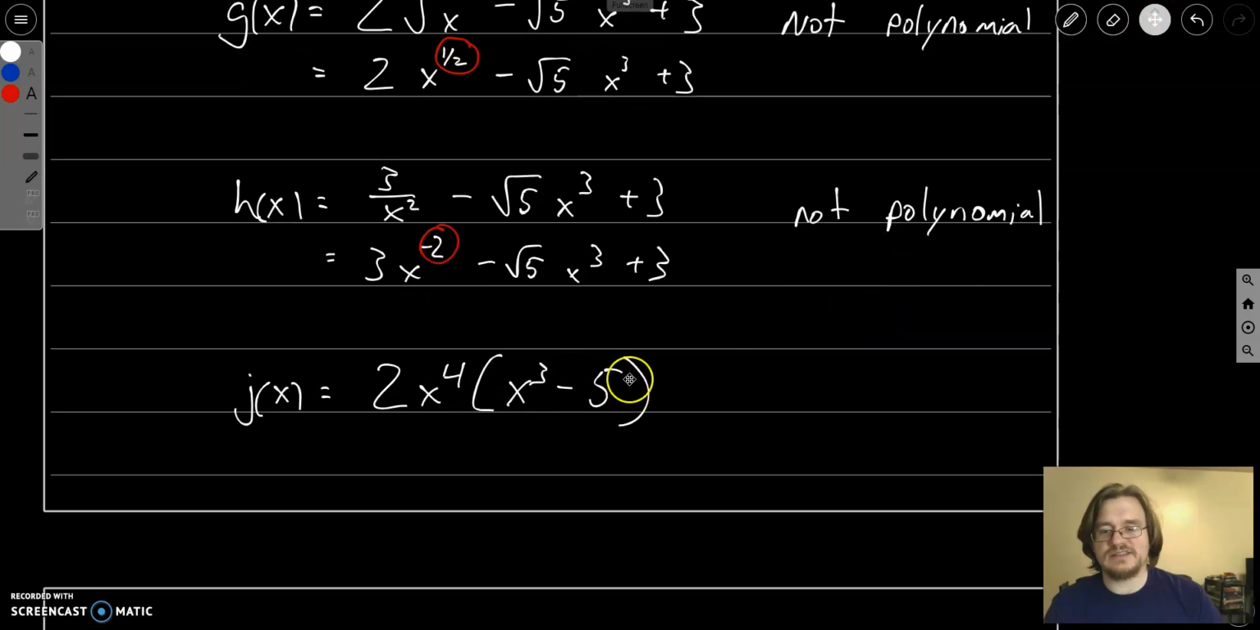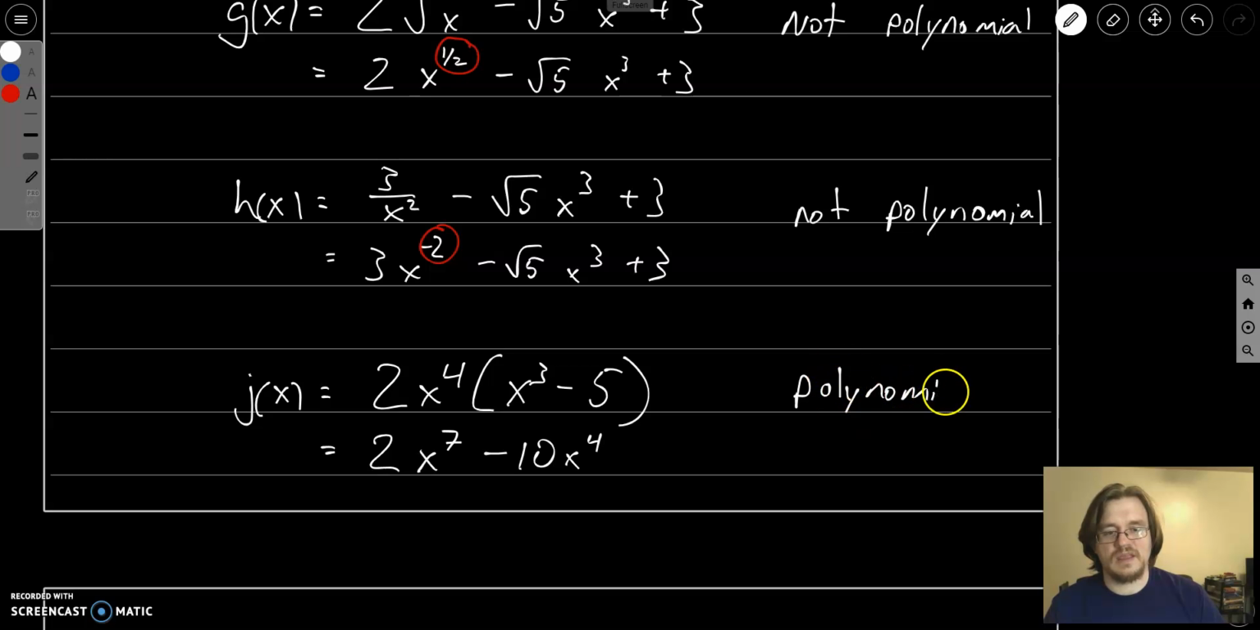This last one doesn't necessarily look like a polynomial right off the bat, but if I distribute, I can have 2 times x to the fourth times x to the third. Well, this is going to be 2x to the seventh. And if I multiply it by this last term, I'll have minus 10 times x to the fourth. So after I distribute, I get this, and now this looks like a polynomial. The degree, the highest exponent on the x, is going to be 7, and our leading term is going to be 2x to the 7th.